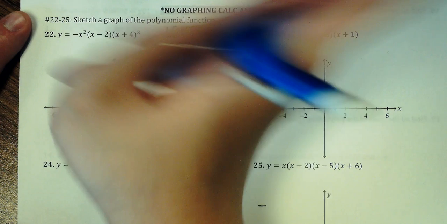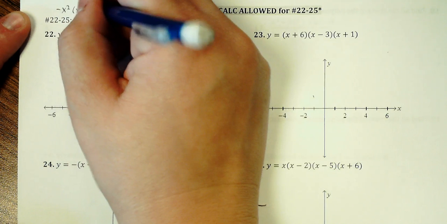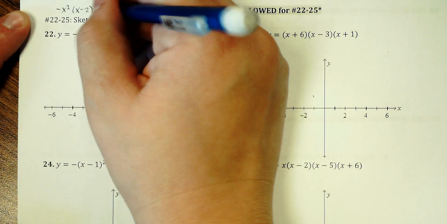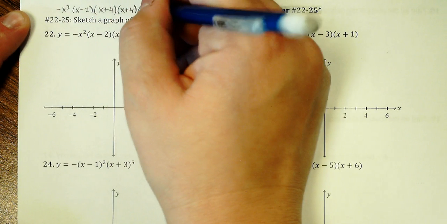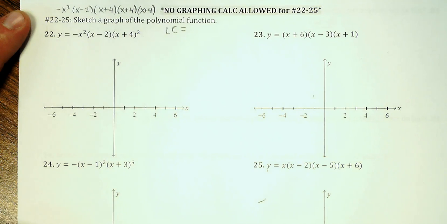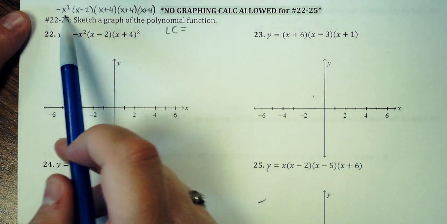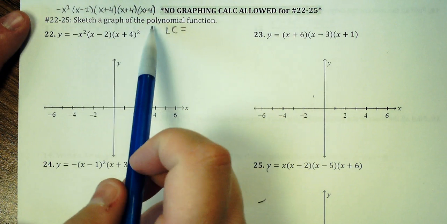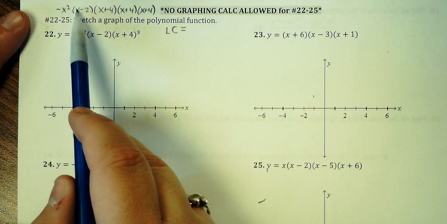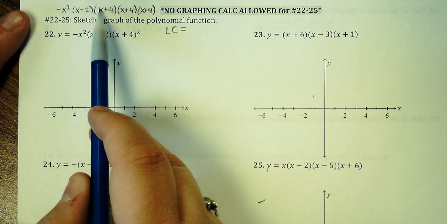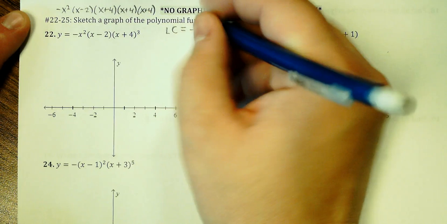For this first question, you have negative x squared, you have x minus 2, and you'd have x plus 4 to the third power, so it'd be x plus 4 three times. The leading coefficient is the highest power of x, so if I multiply the first term in each one of these, that should tell me the leading coefficient. So this is negative x squared, this would give me x to the third, x to the fourth, x to the fifth, x to the sixth. So it's negative x to the sixth.